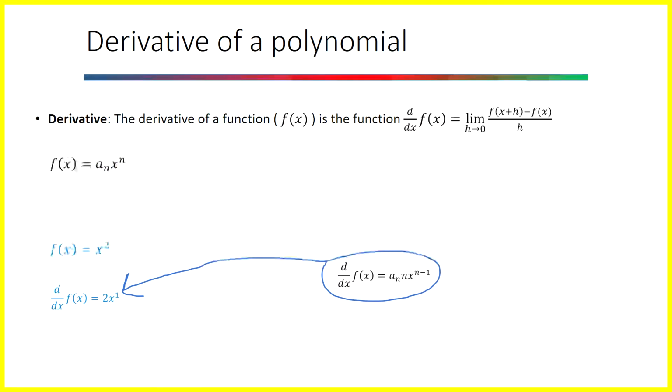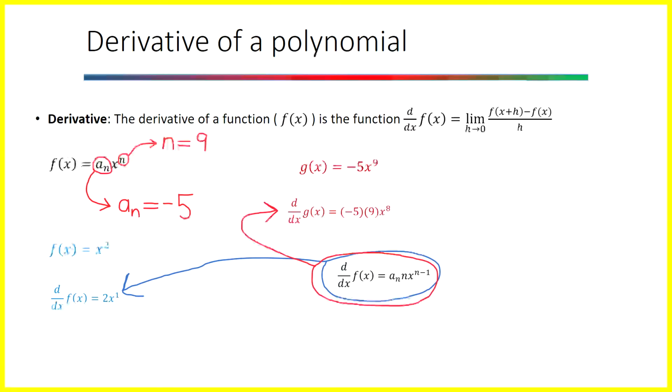Next, let's try some other function. Let's try the function g(x) = -5x^9. In this case, we know that a_n will be equal to -5 and n will be equal to 9. We can therefore easily plug in our equation for the derivative of a polynomial function with those values of a_n and n, and we find that the derivative is equal to -5 times 9x^8. And of course, that's equal to -45x^8.